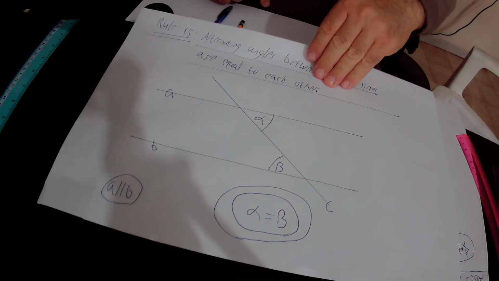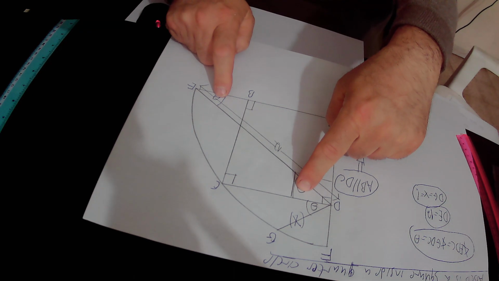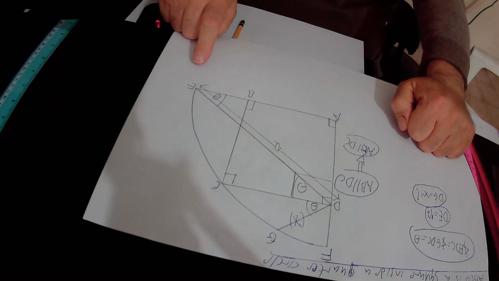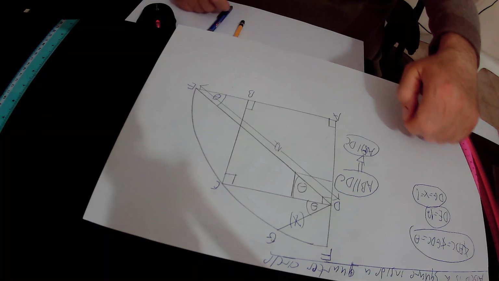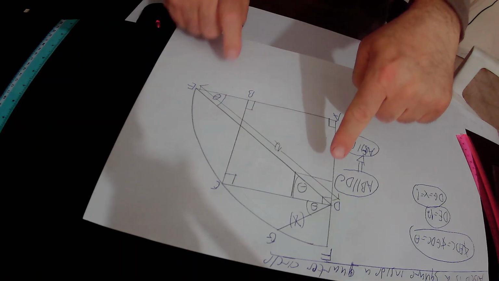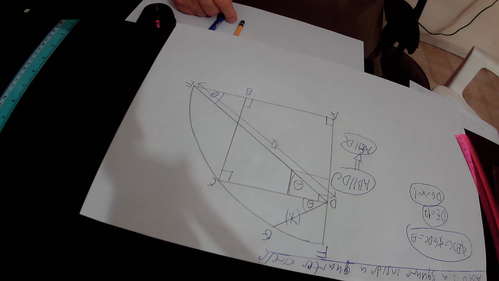Okay, and in our drawing, those two alternating angles are located between the parallel lines DC and AE, and therefore they must be equal to each other. But this is angle theta, therefore this angle must also be equal to theta because those two angles are equal to each other. Okay.